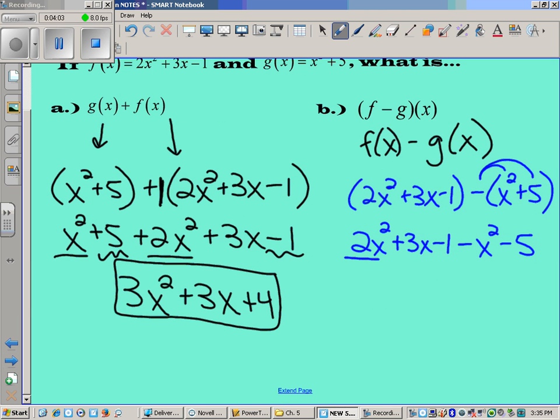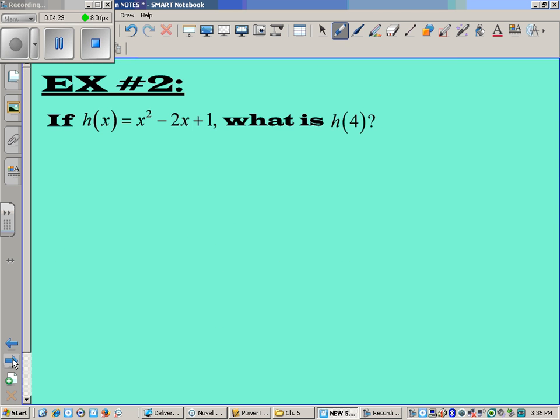Combine like terms, let's get a final answer here. I have a 2x squared and a negative 1x squared. Together that gives me a positive 1x squared. I have a positive 3x by itself, and I have a negative 1 and a negative 5. That gives me a negative 6. So this would be my final answer when I subtract the two functions. Okay? So make sure that you put that negative in front of parentheses and distribute. That's a common mistake there. All right, so that was adding and subtracting. That was operations with functions. What if I gave you this problem?